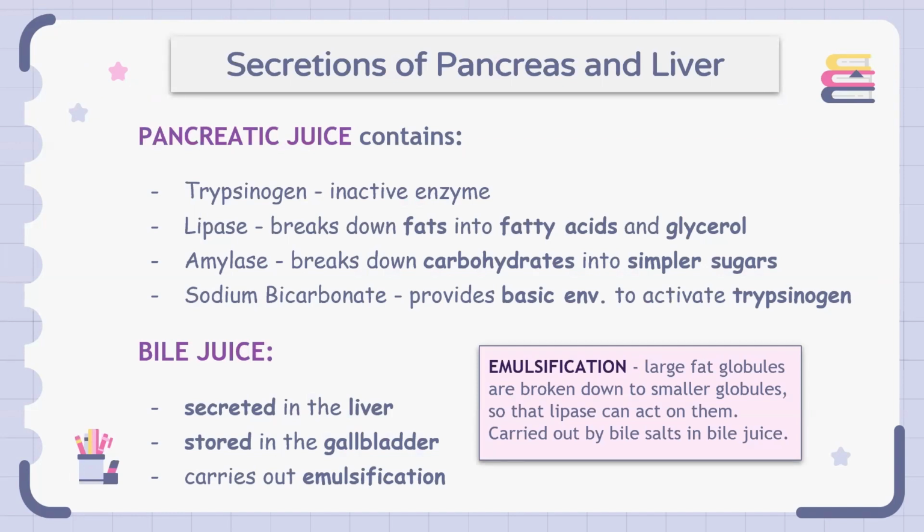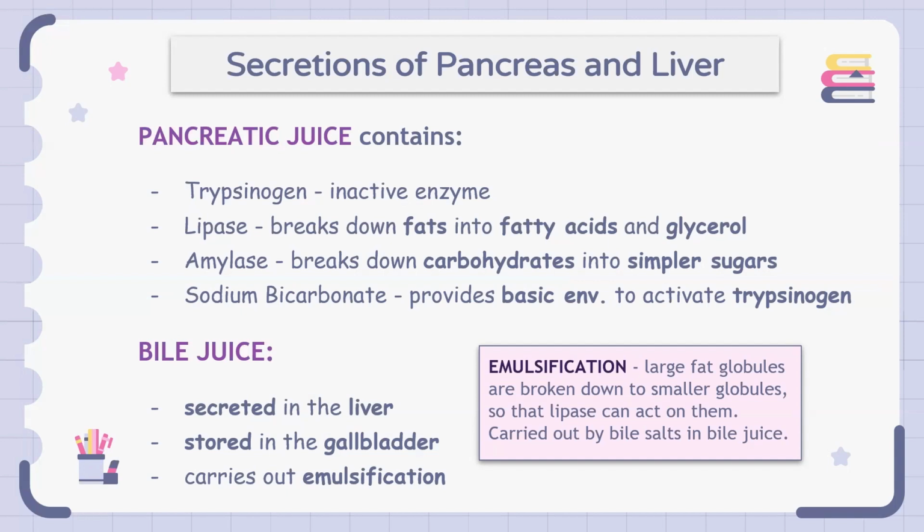The pancreas secretes pancreatic juice, which contains trypsinogen, lipase, which breaks down fats into fatty acids and glycerol, amylase, which breaks down starch into sugars, and sodium bicarbonate, which provides a basic medium for trypsinogen to get activated.